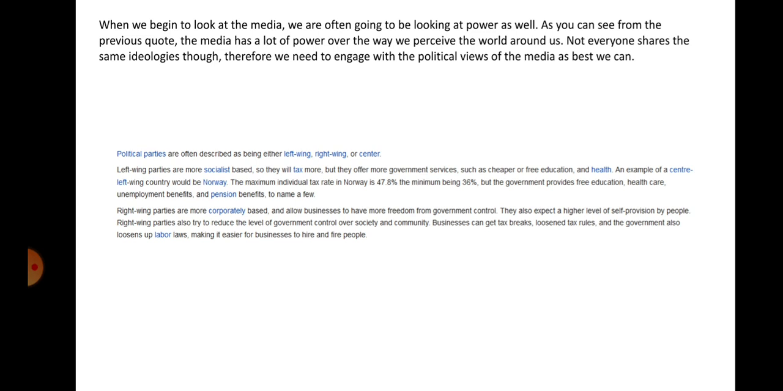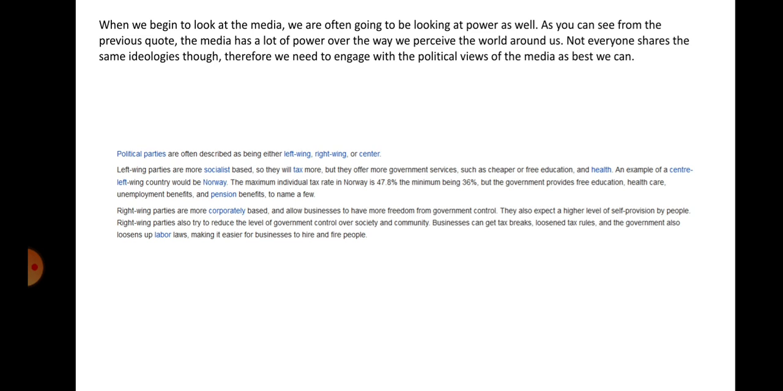Right-wing parties tend to be more capitalist and corporate-based. The idea here is that it's more about the individual than the society. Generally, businesses have more freedom. They can hire and fire people in an easier way. Labour laws are looser because it's trying to allow people to develop, make money and develop their businesses and things like that. So it does focus slightly more on the individual, perhaps.